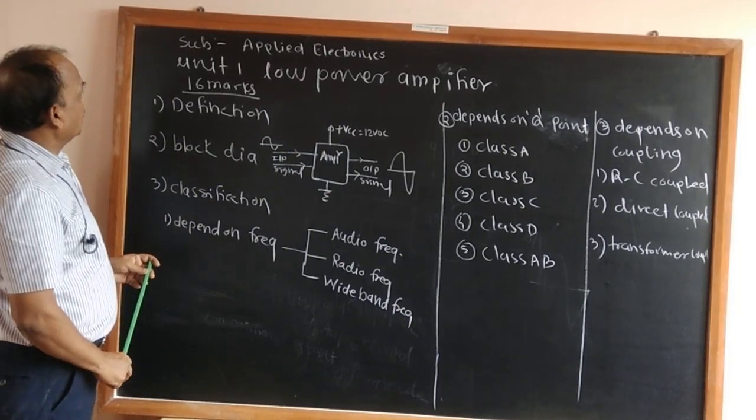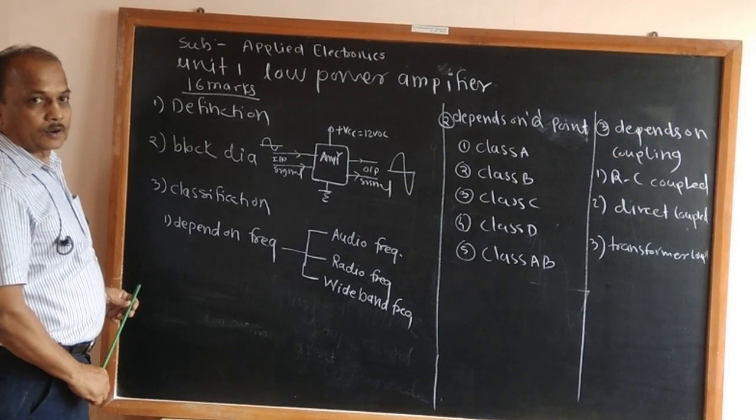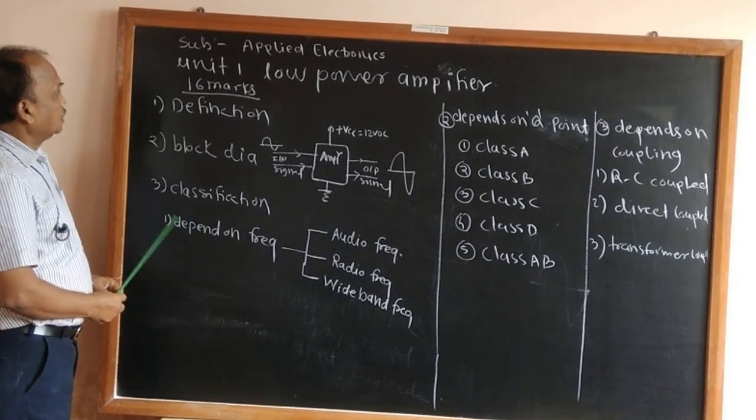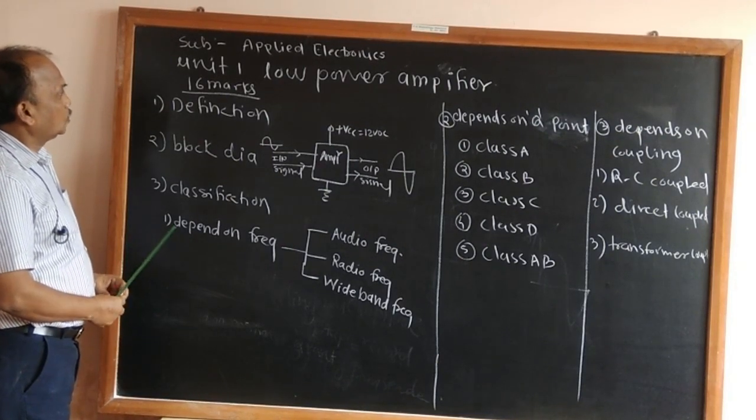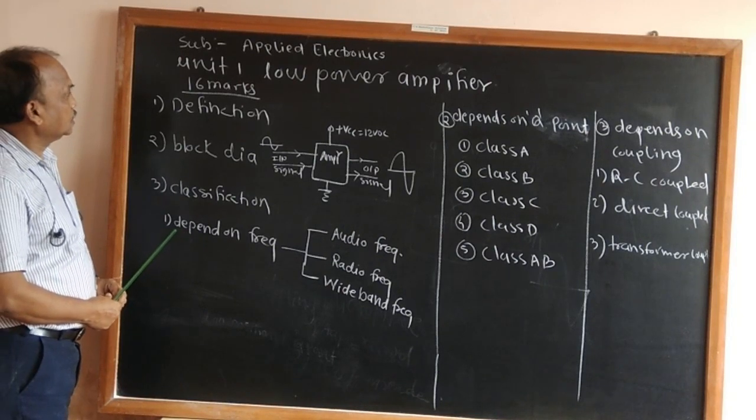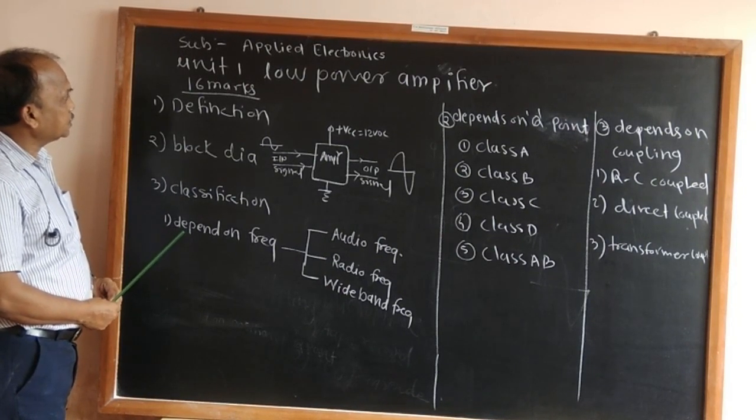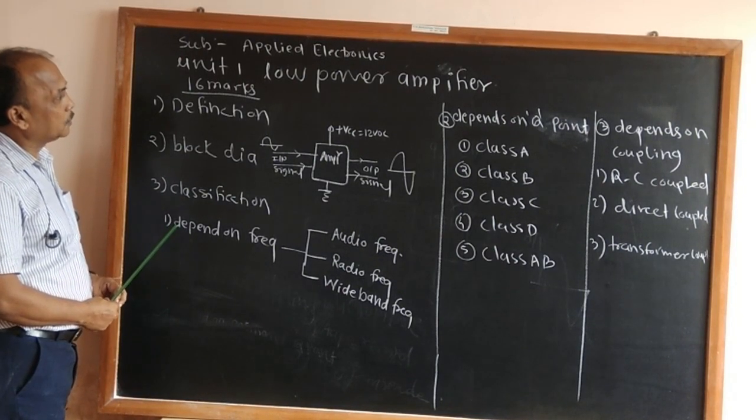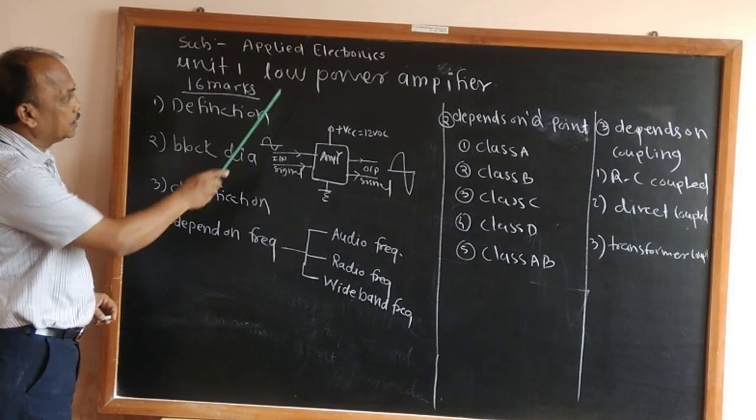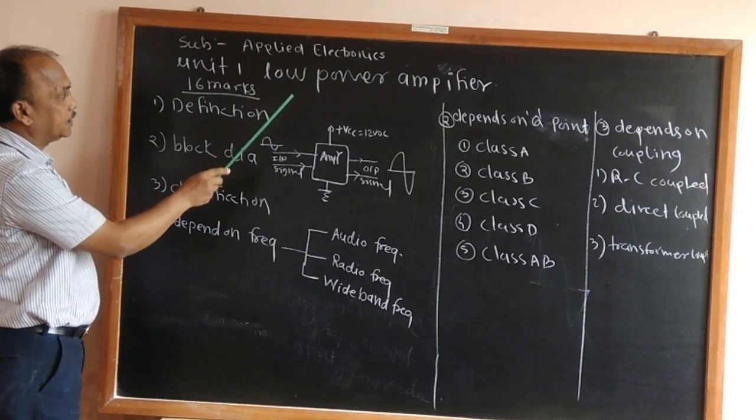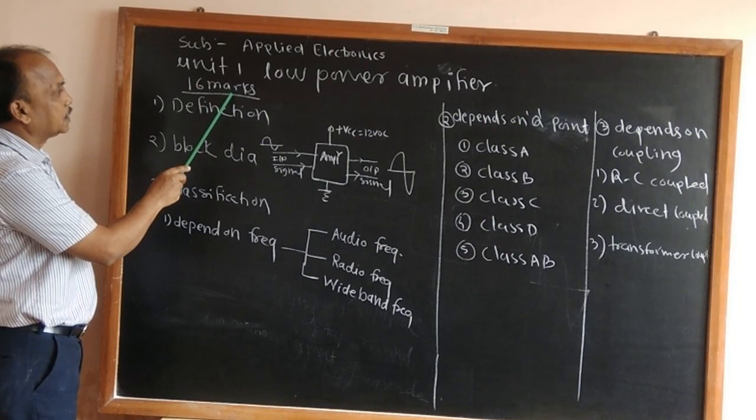Dear students, the name of the subject is Applied Electronics. In Applied Electronics, there are a total of 5 units. Now we have to study the first unit. The name of unit number 1 is Low Power Amplifier. It has a marking weightage of 16 marks.